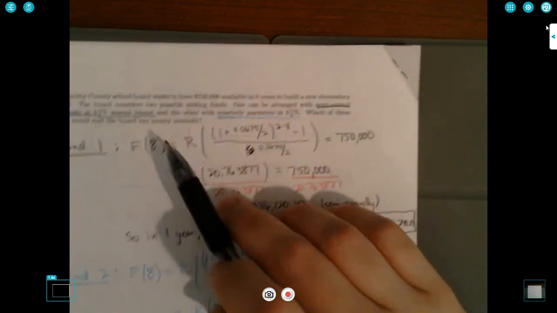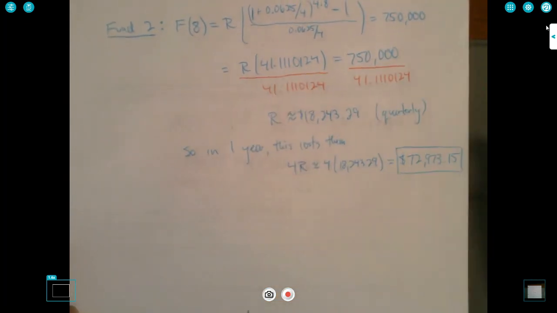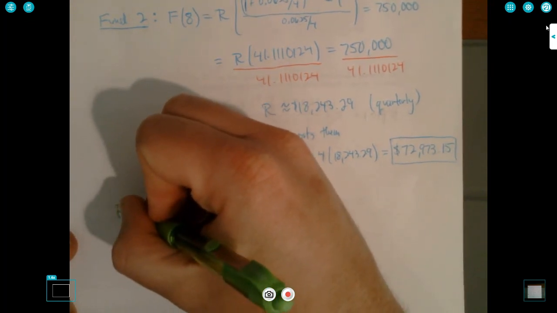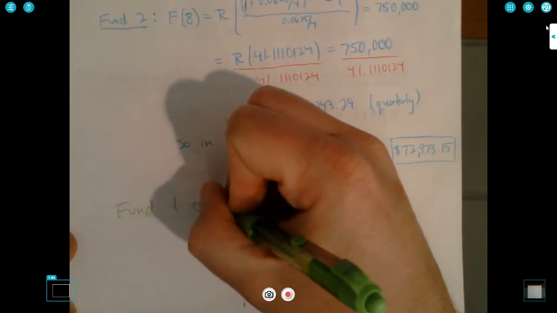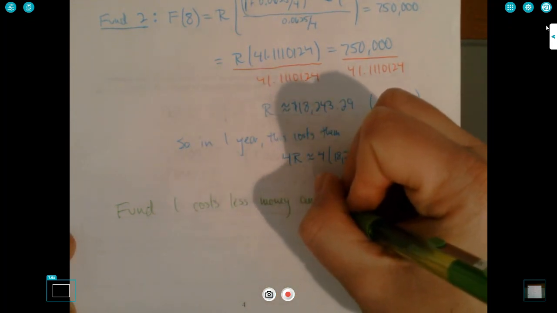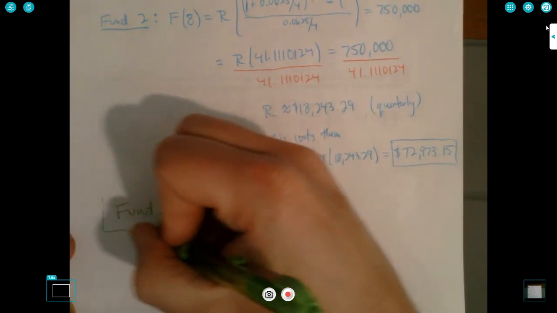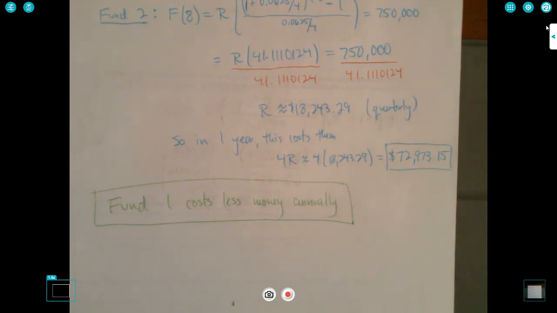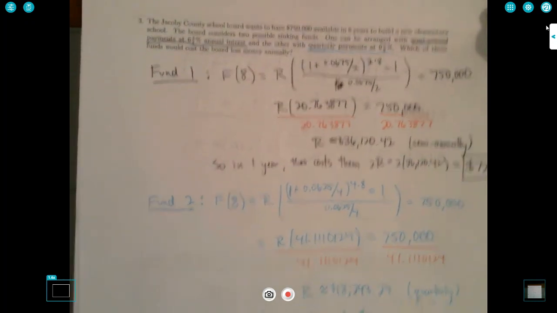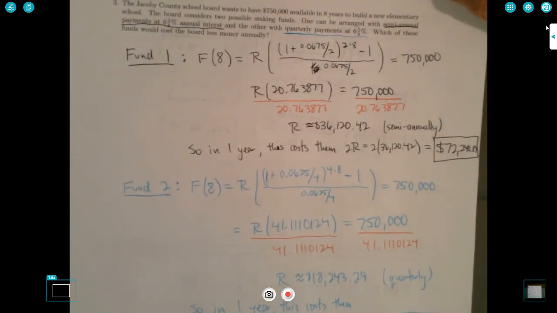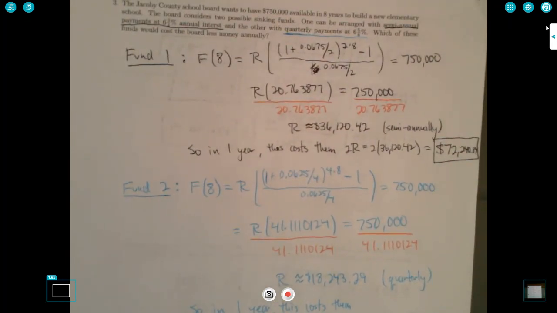So which of these funds would cost the board less money annually? Fund 1. So Fund 1 costs less money annually. And that's that. That one was a doozy of a problem, right? But good to know that you can piece all this stuff together. You have the tools to do it now.